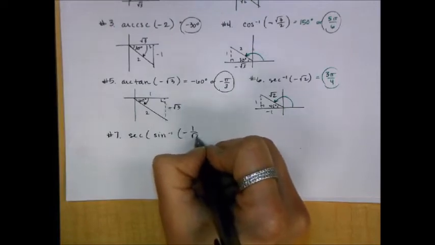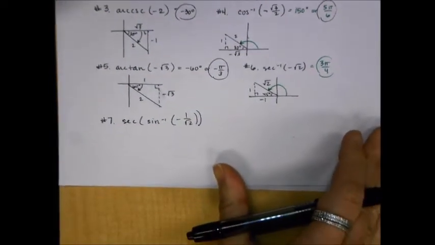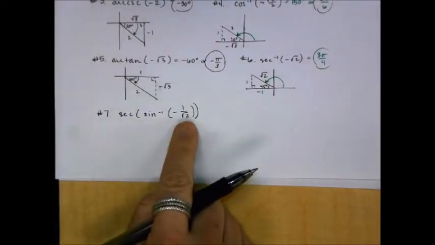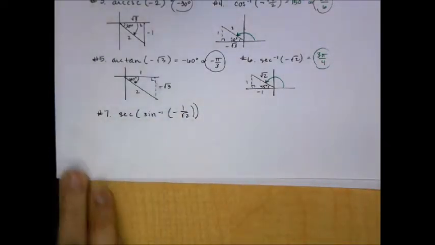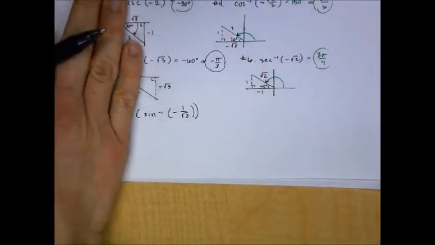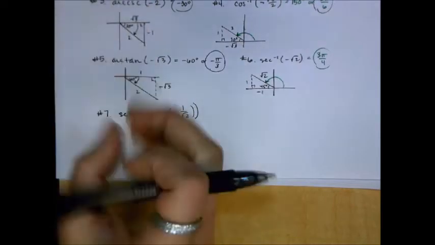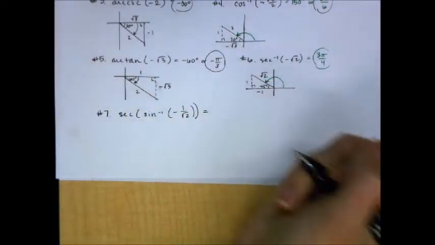So problem number 7 says secant of inverse sine of -1 over root 2. We want to work inside out. So we're going to start with inverse sine of -1 over root 2. Now we don't have to answer this part of the problem. We just have to answer what is secant of this value. So all that means is I might only need to draw my picture to find my answer.